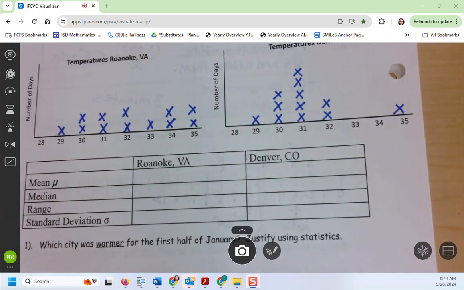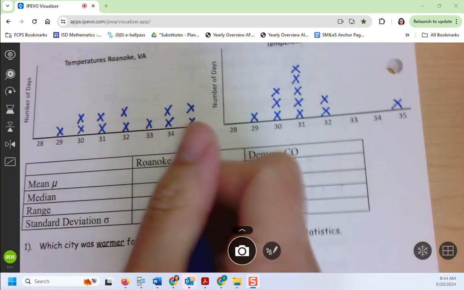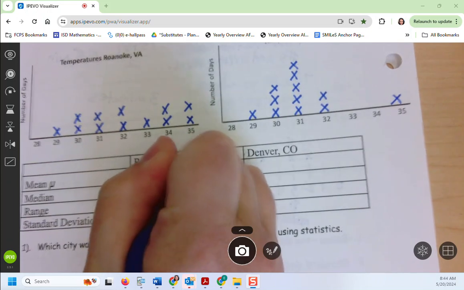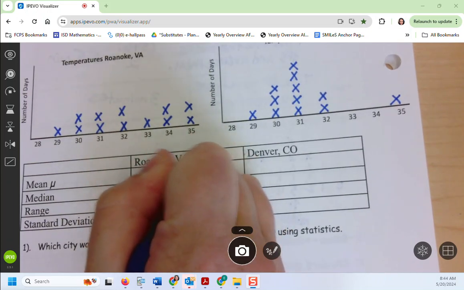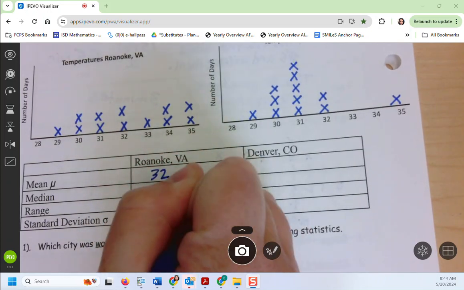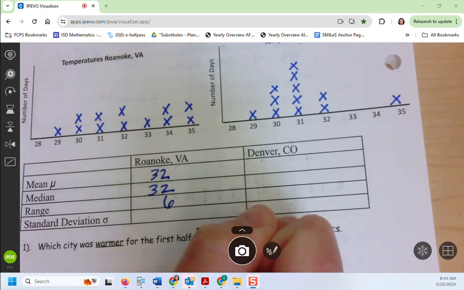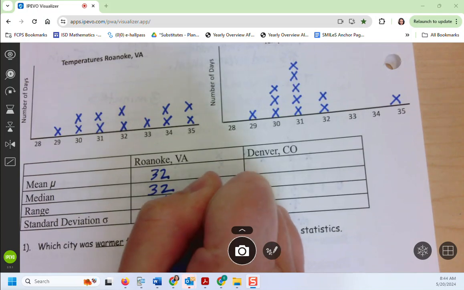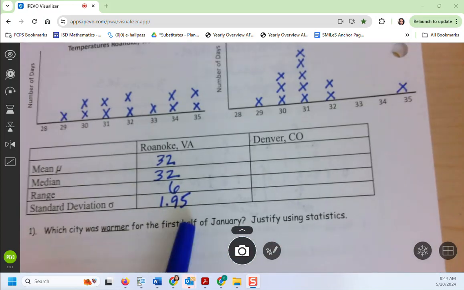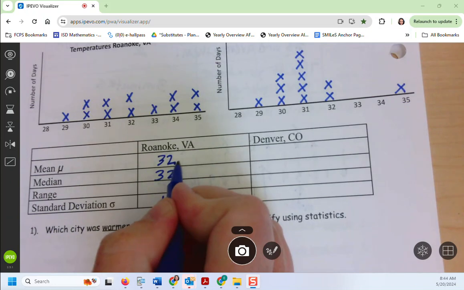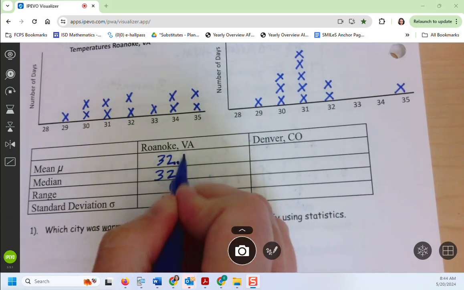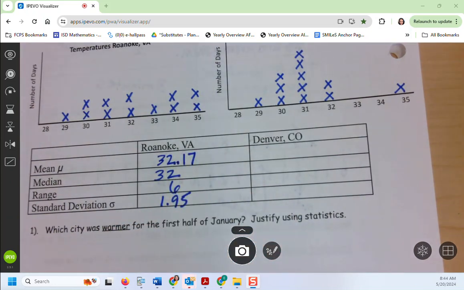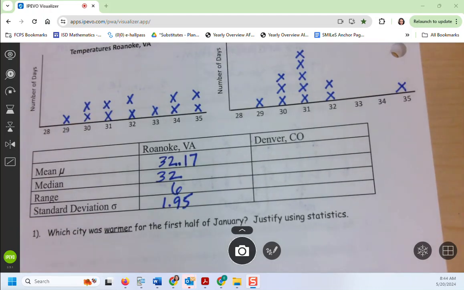PJ, do you want to read your answers for Roanoke? Sure. For the mean, 32. And the median was also 32. For the range, 6. And for the standard deviation, 1.95. These are good. Since our standard deviation is to 2 decimal places, I think we should also put our mean to 2 decimal places, which should round to 32.17. And you can see that your mean and median are really close, but they're not exactly the same.